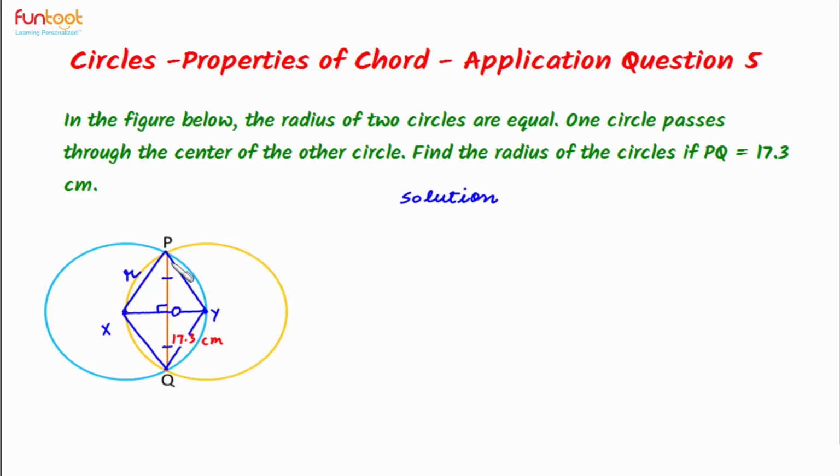Now what can you say about the nature of quadrilateral PYQX? Well, all four sides are equal in this quadrilateral, as PX and QX are the radii of the blue circle and PY and YQ are the radii of the yellow circle, and we know that the radii of both the circles are given to be equal. So the important property of the rhombus is that its diagonals bisect each other at right angles. So from here we can say that if XY is the radius small r, then XO will be r by 2.